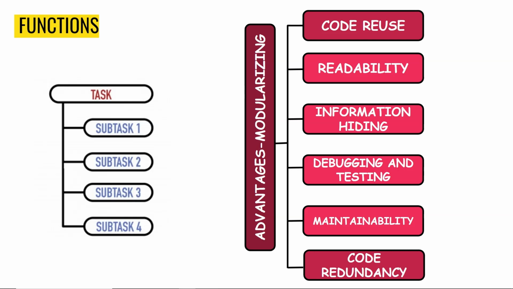So complex programs may be broken into smaller modules called subprograms or subroutines. This strategy is said to be modular programming. The advantage of modularizing a program into functions is that it enables code reuse, it enables better readability, it helps in information hiding, it improves debugging and testing, it improves maintainability, and it helps in reduction of code redundancy.